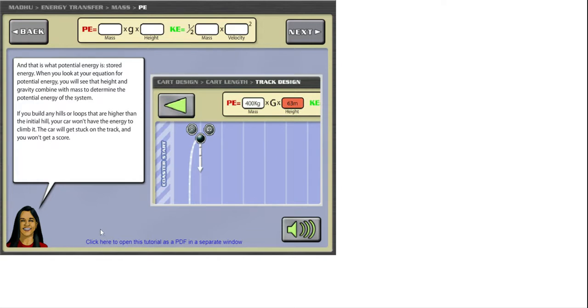When you look at your equation for potential energy, you will see that height and gravity combine with mass to determine the potential energy of the system. If you build any hills or loops that are higher than the initial hill, your car won't have the energy to climb it. The car will get stuck on the track, and you won't get a score.